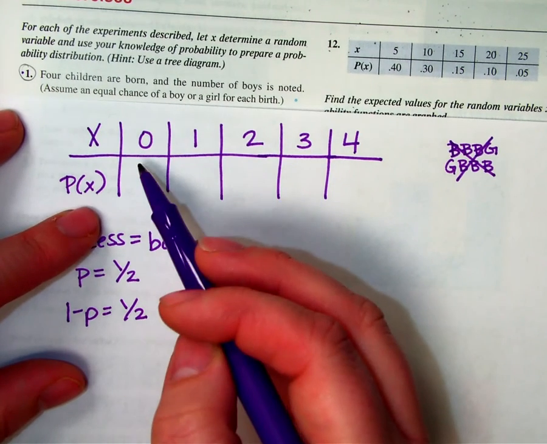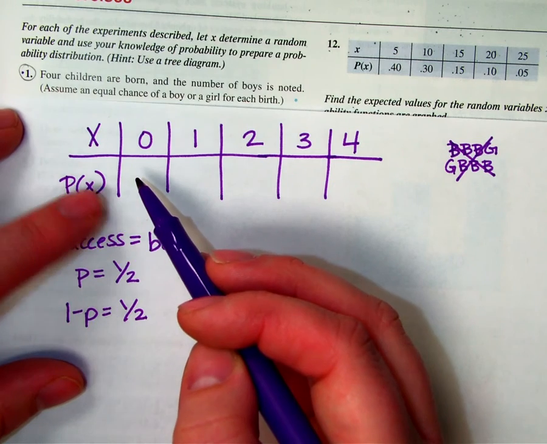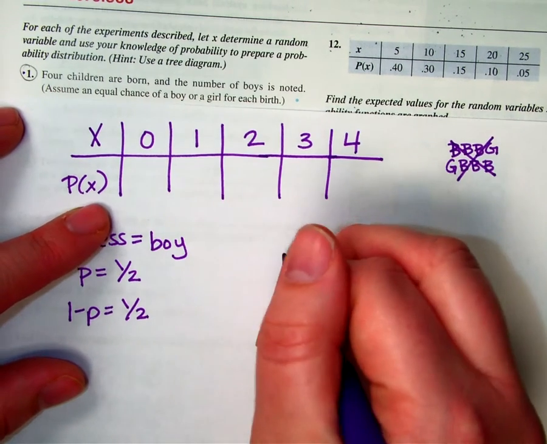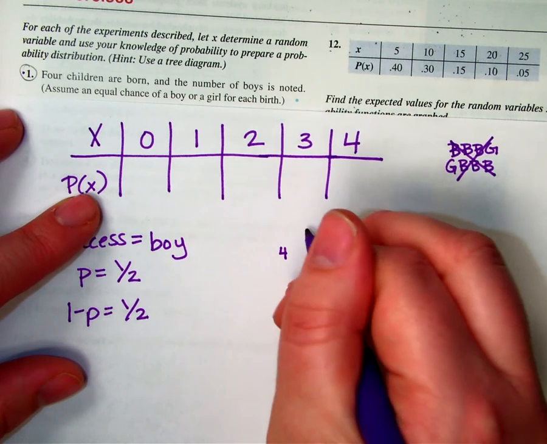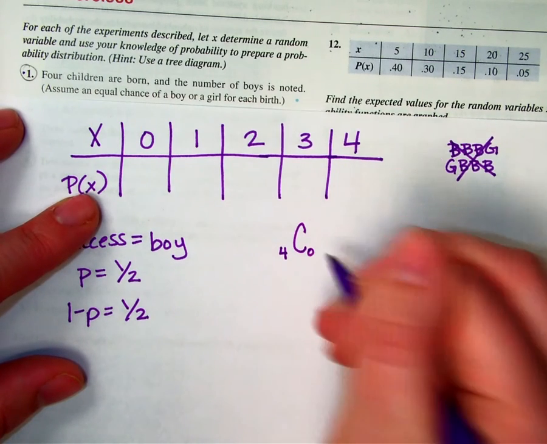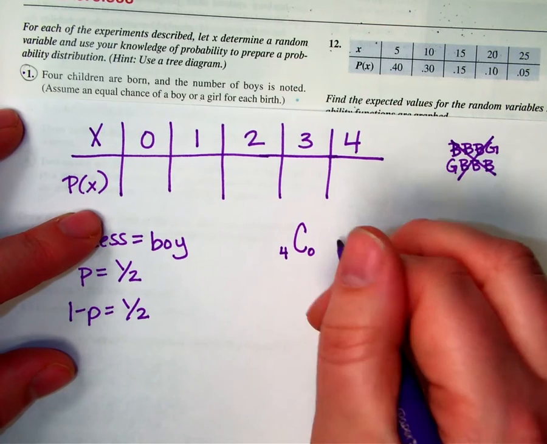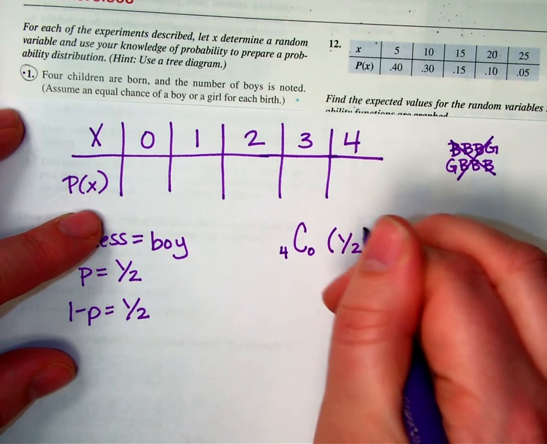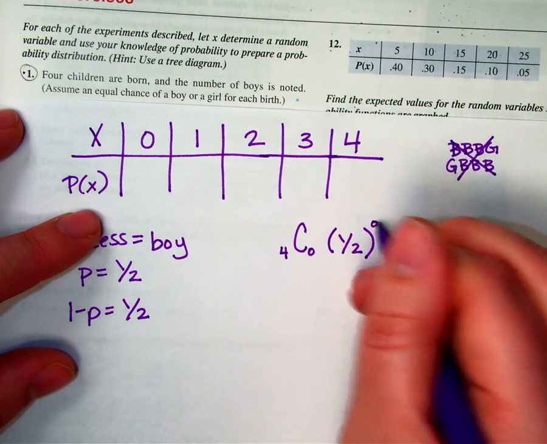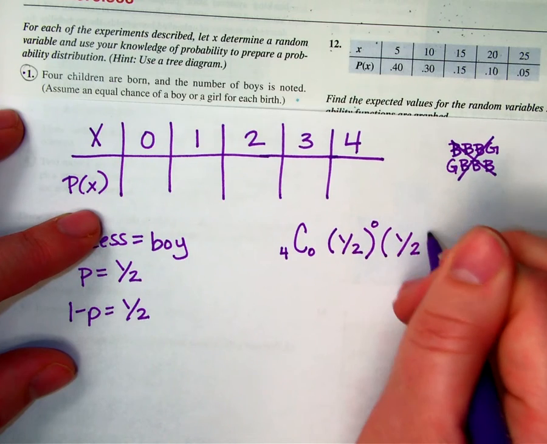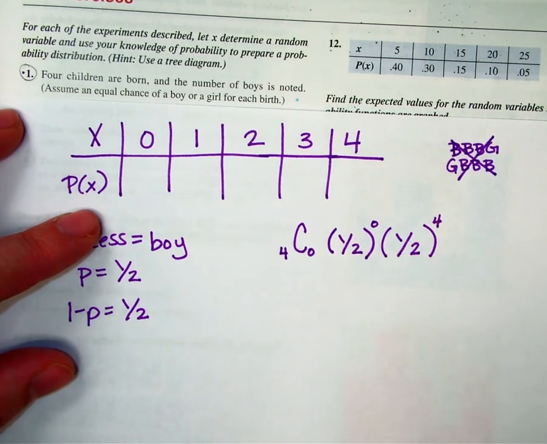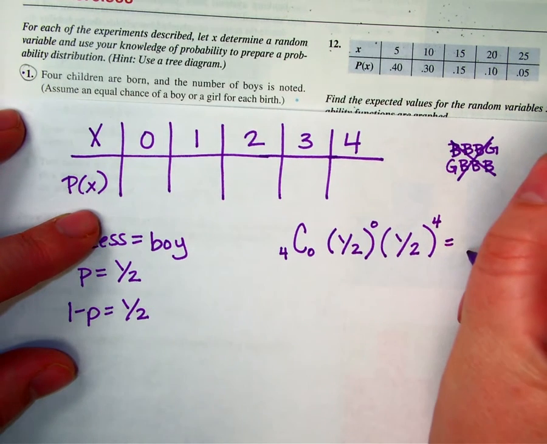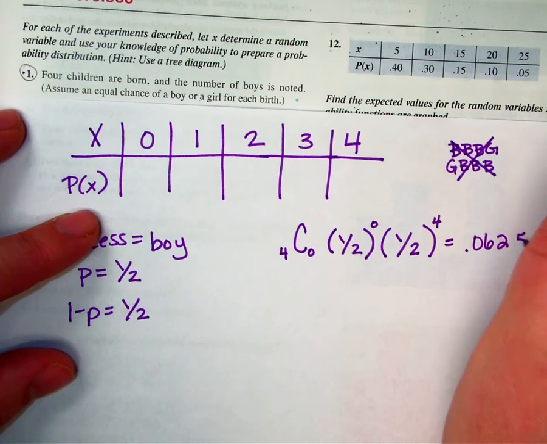So 0 boys means we are having all girls. So if you think about your successes, we're going to have 4 children, and we want none of these to be boys to start with. The probability of having a boy is 1/2, and we want none of those. And the probability of not having a boy is 1/2, and we want 4 non-boys. So if we throw that all into our calculator, we're going to see the probability is 0.0625.